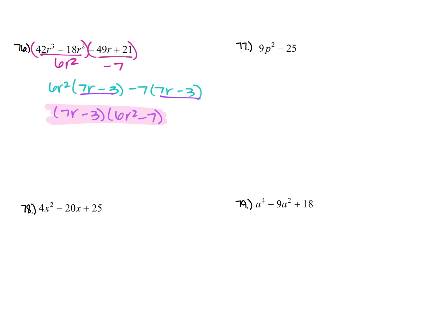For 77, we have 9p squared minus 25. You can take the square root of both of these terms, and they are separated by a negative, so this is a difference of squares. The square root of 9p squared is 3p. The square root of 25 is 5, so that's just 3p minus 5 times 3p plus 5.